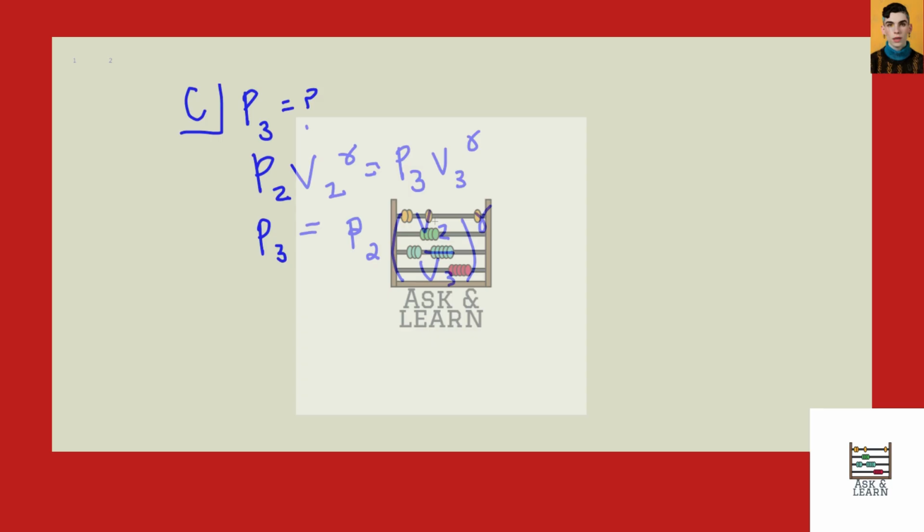Our gamma is 1.4. V2 over V3 is 0.5. And then P2 is the 1.8 times 10 to the 5. So if you plug that into a calculator, hopefully you'll get what I got, which was 6.82 times 10 to the 4 pascals.